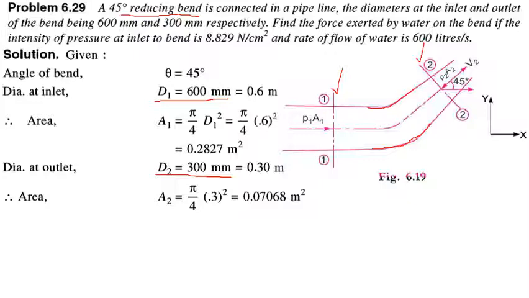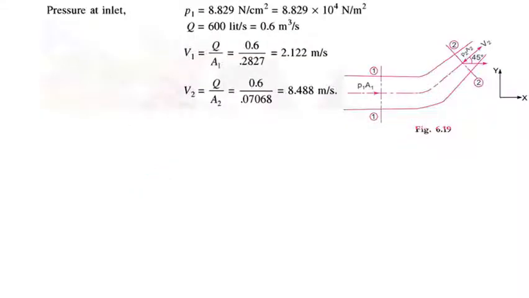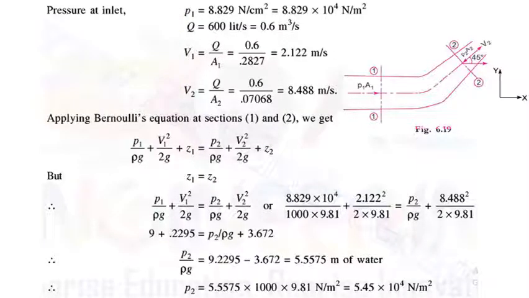We know the angle theta is equal to 45 degrees, given in the question. Then we know d1 and d2. From that we find the area of cross section at section 1 and at section 2. After that, we know the pressure intensity at section 1, which is P1. We convert that into Newton per meter square, and Q is given as 600 liters per second, which comes to 0.6 meter cube per second. So we find the velocity of flow at section 1 and at section 2. V1 is given by Q by A1 and V2 is given by Q by A2. After finding V1 and V2, we have to apply Bernoulli's equation at sections 1 and 2.